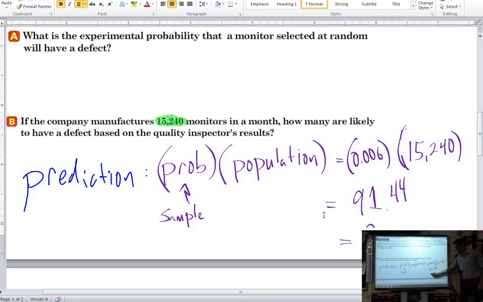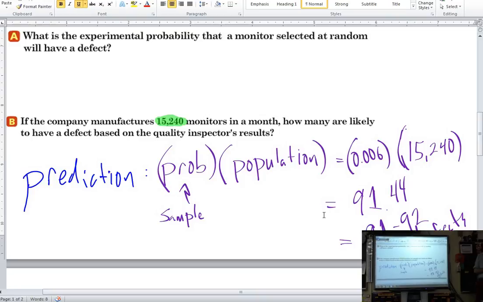So we could say 91 to 92. We're approximating around there, in that range. Normally, unless told otherwise, follow the rounding rules. So if this were some formal test and you had to decide an answer, I would go with 91, because 0.44, according to our rounding rules, rounds down.